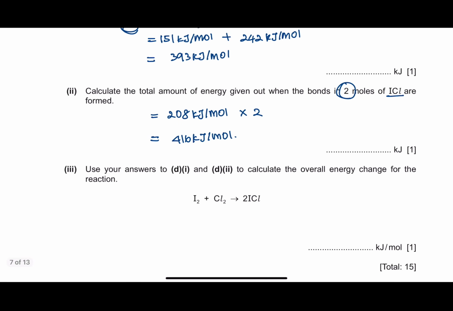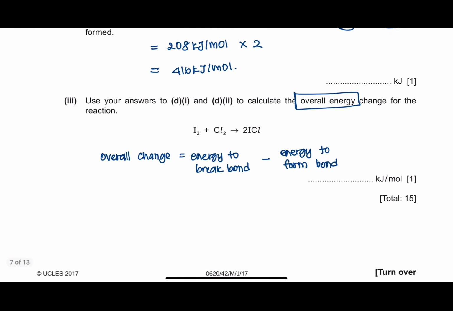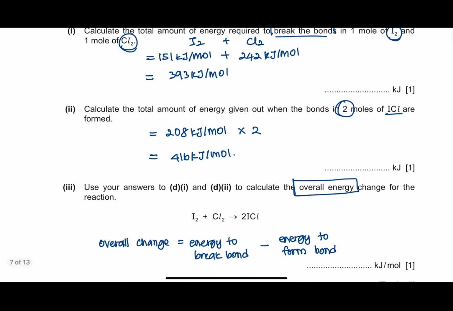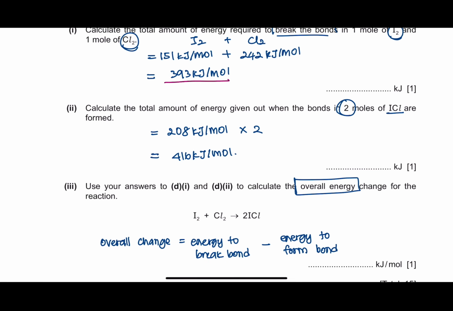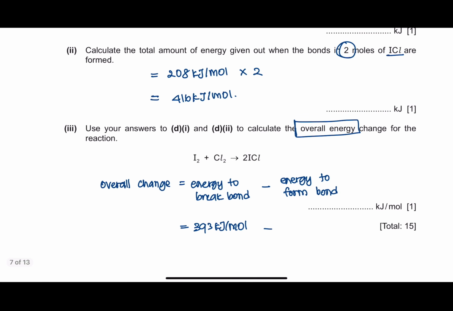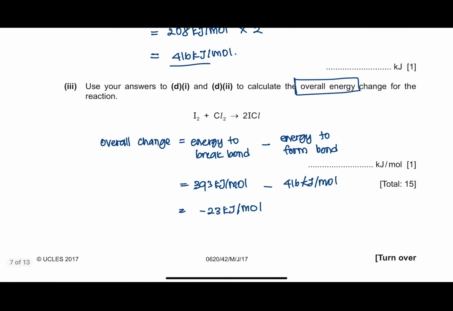Now the last part is asking you to calculate the overall energy change for the reaction. In order to calculate the overall energy change for the reaction, the energy to break bonds needs to be minus the energy to form bonds. So to break bonds, you've got 393. This means that this value has to be minus the energy to form, which is 416 kilojoule per mole. So your overall energy would be negative 23 kilojoule per mole.